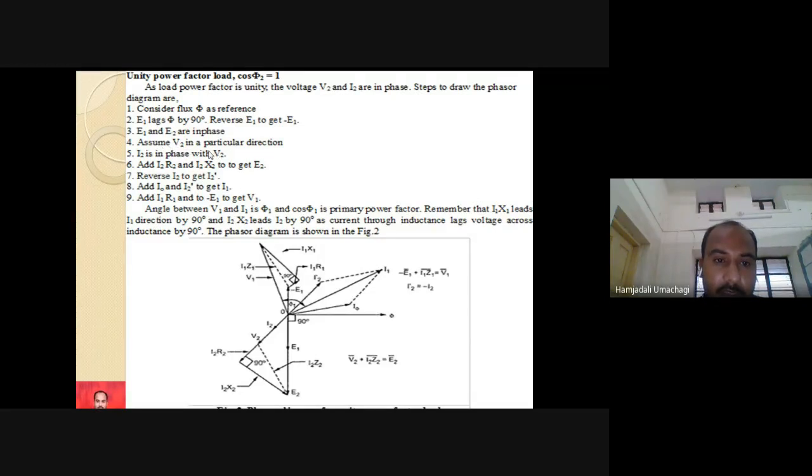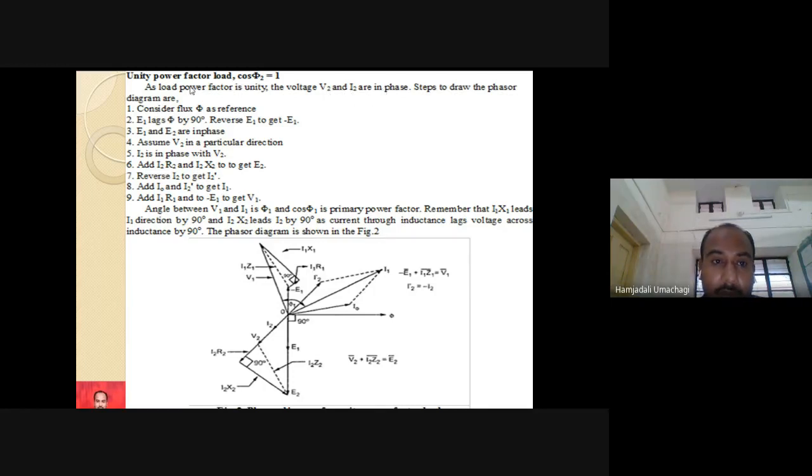Always remember, for the connected load, the related parameters are I2 and V2. So now I will assume V2 in this direction. Then I2 is in phase with V2. So here we are saying that V2 and I2 are in phase.